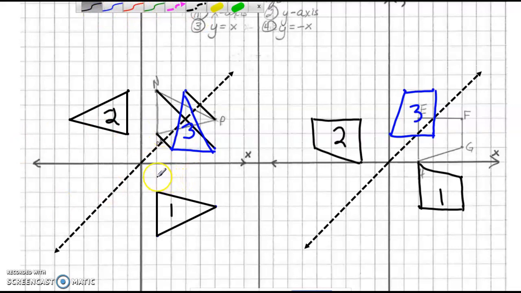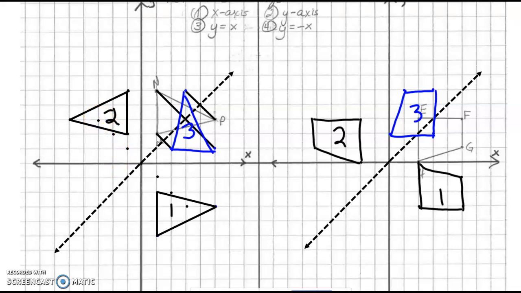Negative 1 would be there. If x is 2, y would be the opposite of that, or negative 2. If x is 3, y would be negative 3. For 0, there's no opposite, so it would stay at 0. If x was negative 1, the opposite of that would be positive 1, so that would give us this point. Negative 2 would give us positive 2, and so on.